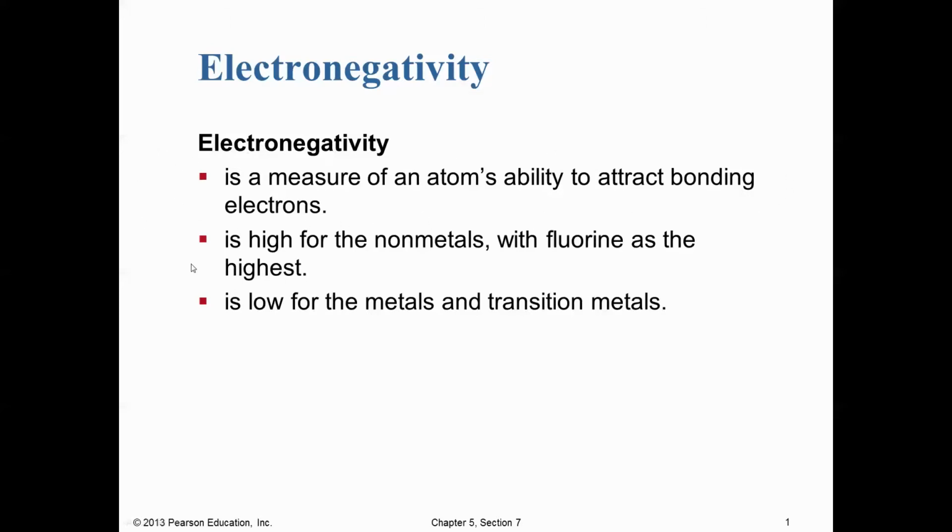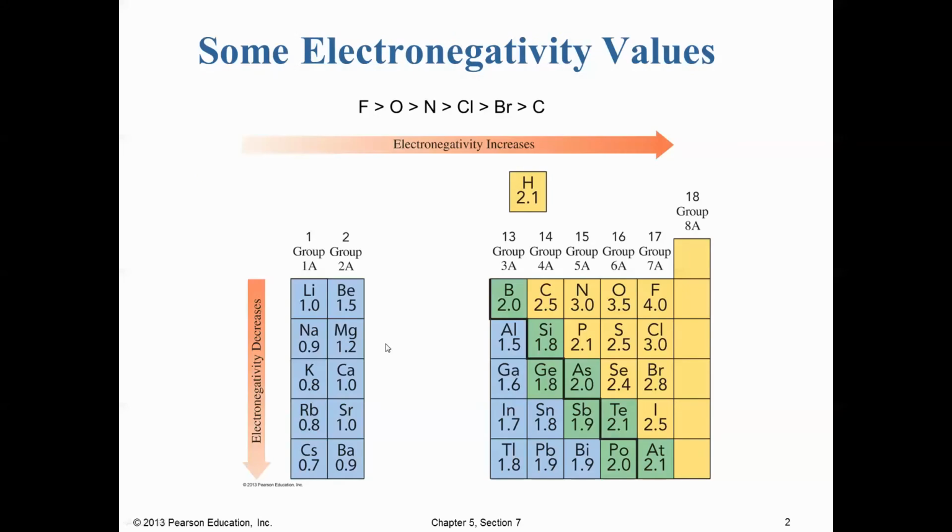And so the trend we see is that it tends to be high for the nonmetals, with fluorine being the highest element on the periodic table, and it is low for the metals and transition metals. So we tend to see low values towards the left side, and particularly as we go downwards on the periodic table. And so here we have a table of values of electronegativity. And so again, fluorine's the highest, listed right here in the upper right, and the elements at the lower left are the lowest. You'll notice the transition metals are left off this particular table, but other tables would have it.